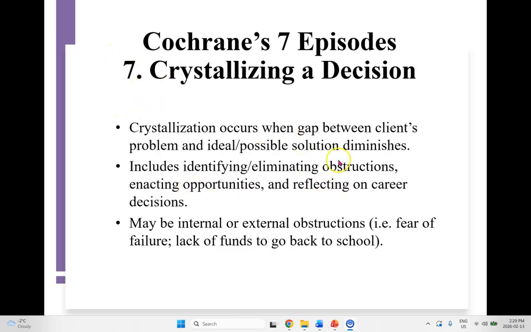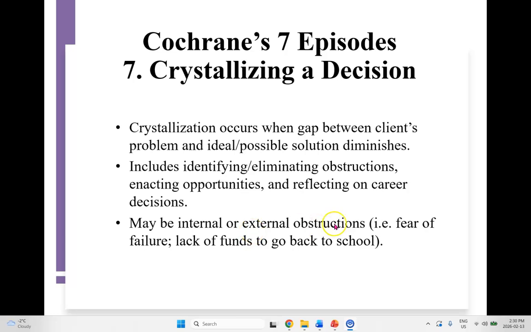And then lastly, crystallizing a decision. This term is also used in Super's model and has similarities in terms of its meaning. It occurs when the gap between the client's problem and the ideal possible solution diminishes, identifying, eliminating obstructions, enacting opportunities, and reflecting on career decisions. So basically, deciding and moving forward.